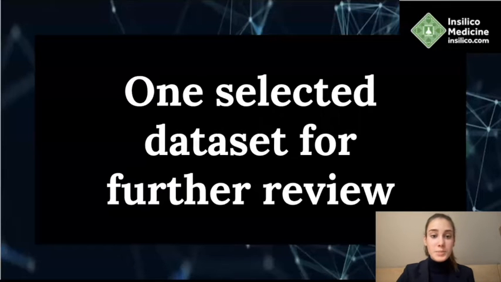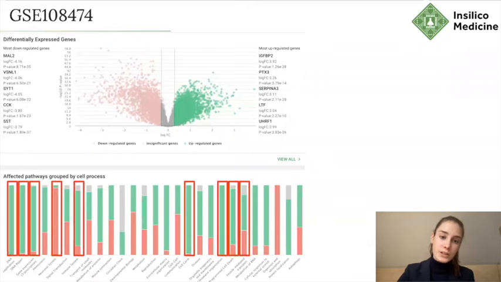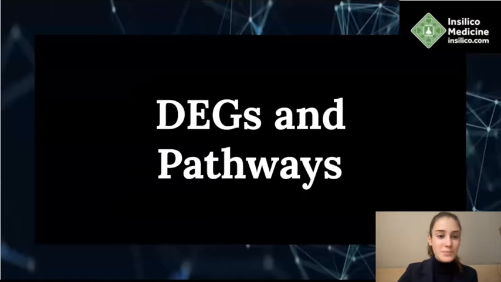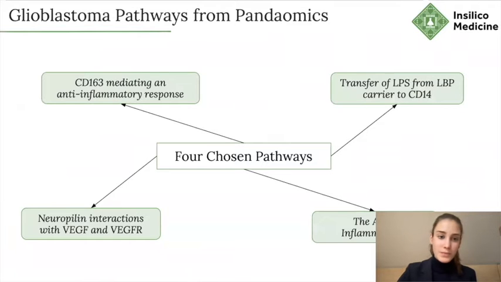Then we selected one specific dataset for further review. It was GSE108474, and the reason we chose this is because it had the most cases and controls out of all of our datasets, and it's also a relatively new study made in 2017. So let's take a look at its differentially expressed genes and pathways. The four pathways chosen were CD163 mediating an anti-inflammatory response, the transfer of LPS from LBP carrier to CD14, neuropilin interactions with VEGF and VEGFR, and the AIM2 inflammasome.